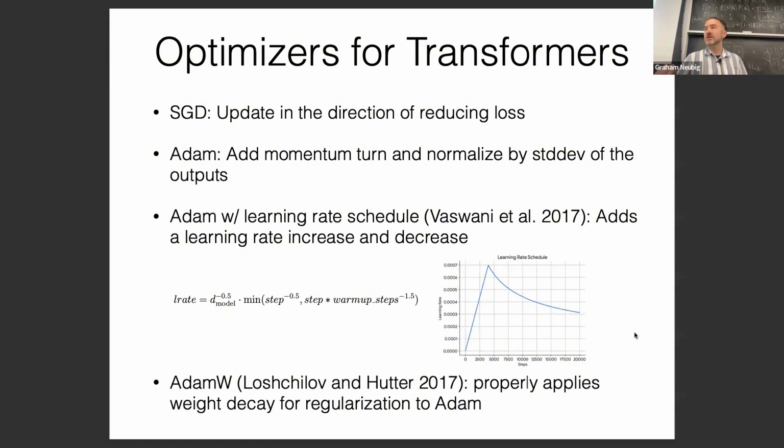But it's kind of tricky to add this weight decay to Adam. You can't just decay the weights, because that would not result in it being equivalent to L2 regularization. So essentially AdamW properly applies weight decay for regularization. And this is another thing where I'm not going to go into the equations on the slides, but you can read through the paper to understand that.